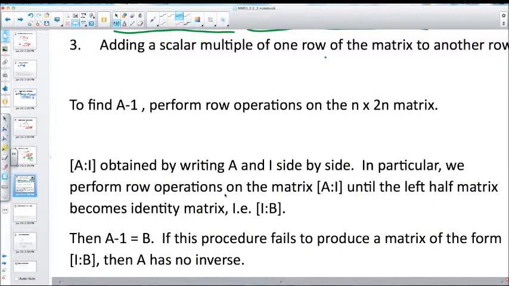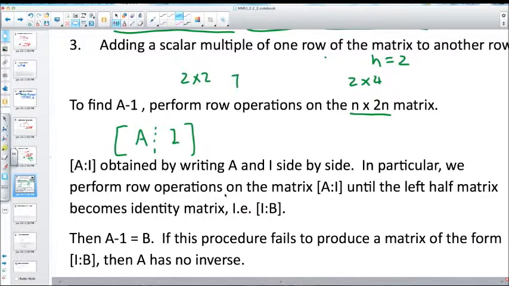You start from an n by 2n matrix. Now, if n equals 2, then you start with a 2 by 4 matrix. You put the A and I side by side. Because A itself is 2 by 2, I, the identity, is 2 by 2. Now you can see this is a 2 by 4. There are 2 rows, 4 columns.